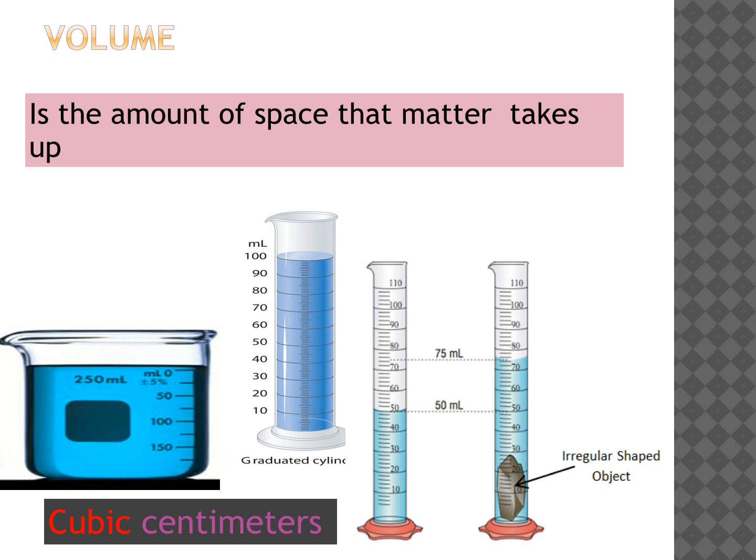What about the scientists? Scientists measure a volume with a beaker or graduated cylinder, a tall cylinder with measuring marks on the sides, as you can see right in front of you.